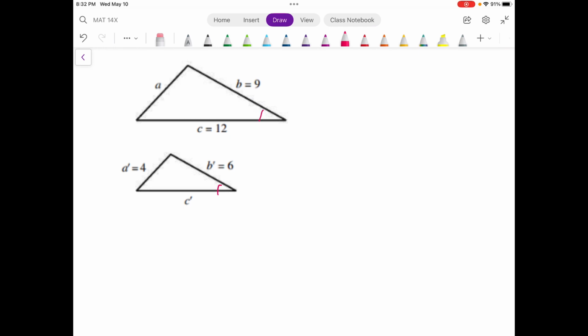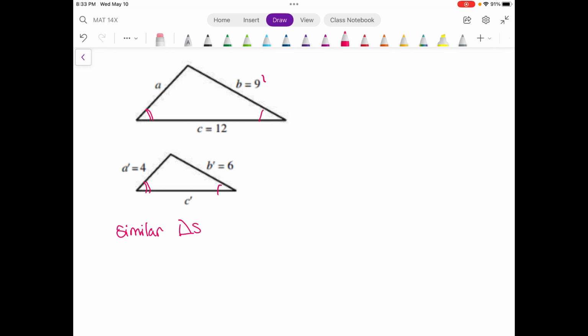Like the corresponding angles would be congruent, but the side lengths aren't. This second triangle is clearly smaller than the first triangle. So we would refer to these as similar triangles. And in similar triangles, the side lengths are proportional. So there is a number that I could multiply 9 by and wind up with 6.